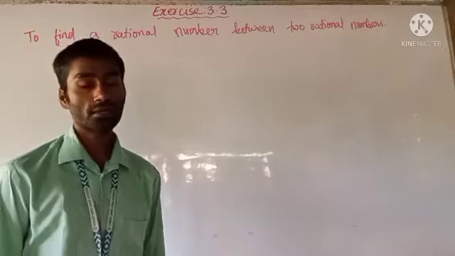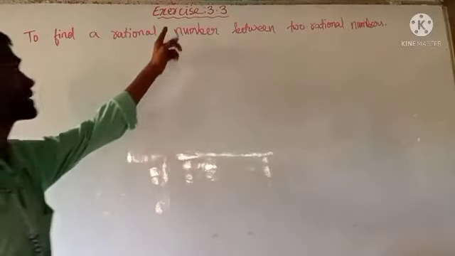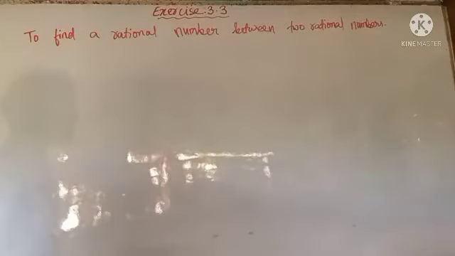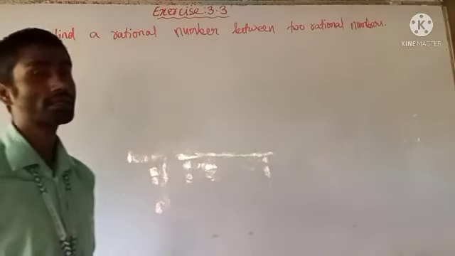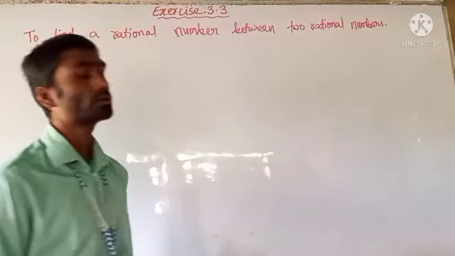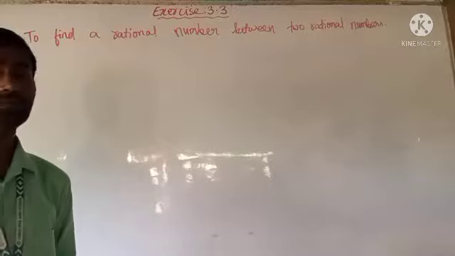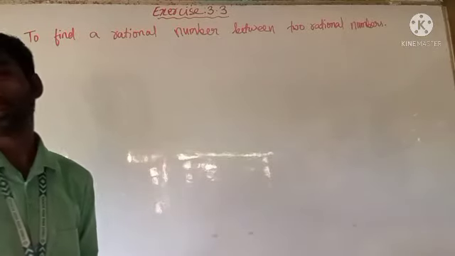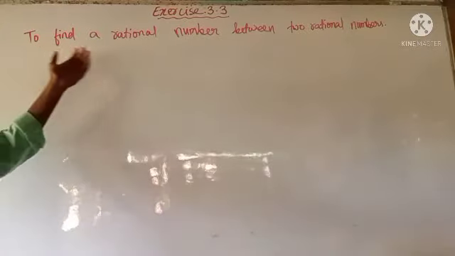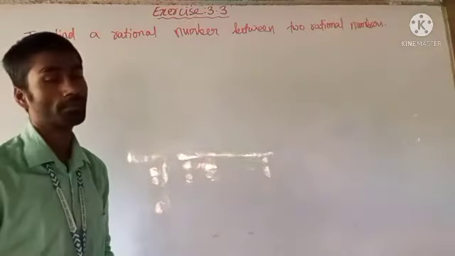Hello students, so let's continue with our next exercise, that is exercise 3.3. In this exercise, we are going to discuss how we can find a rational number between two given rational numbers, and we are going to discuss some of the properties of addition and subtraction of rational numbers. So first, let us start with the topic, that is to find a rational number between two rational numbers.